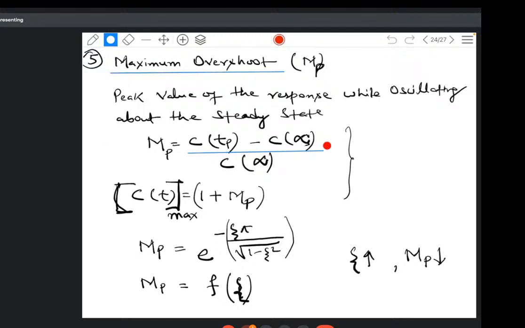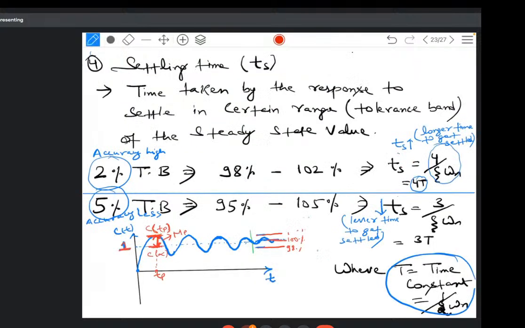And here, if somebody is writing C t max, the maximum value of the response is nothing but 1 plus MP, because this part is MP, the peak overshoot, and this part is 1. So 1 plus MP will give you the maximum value of the response.